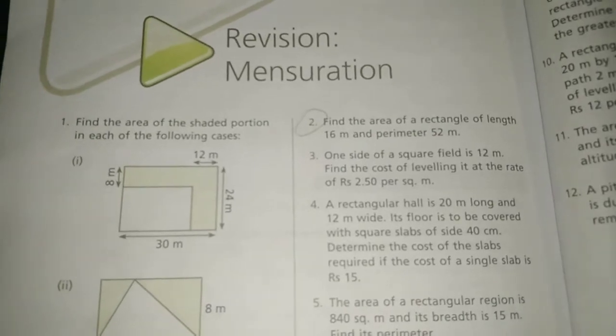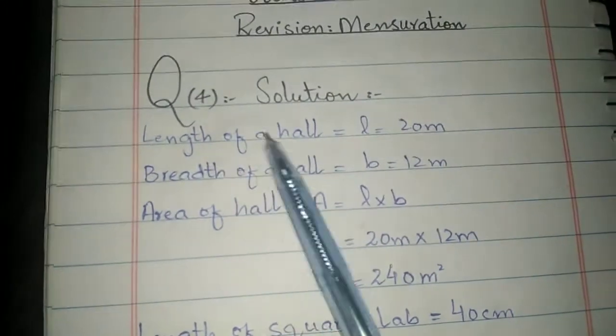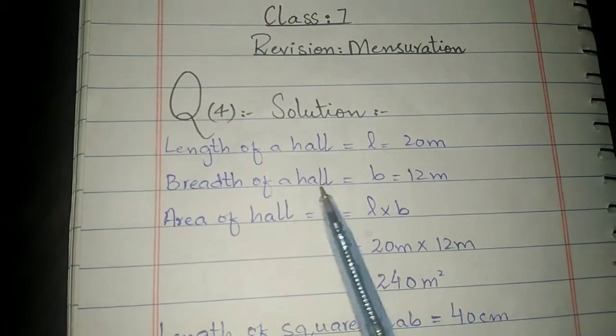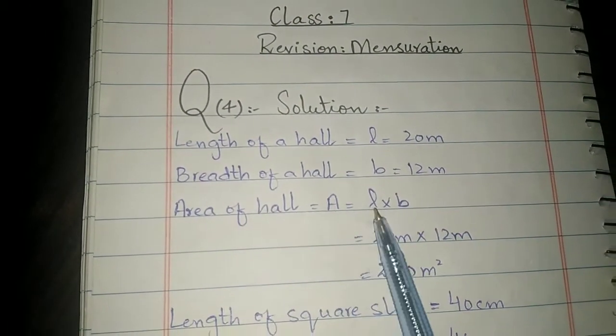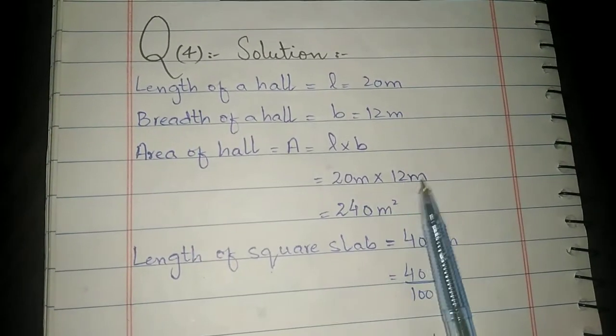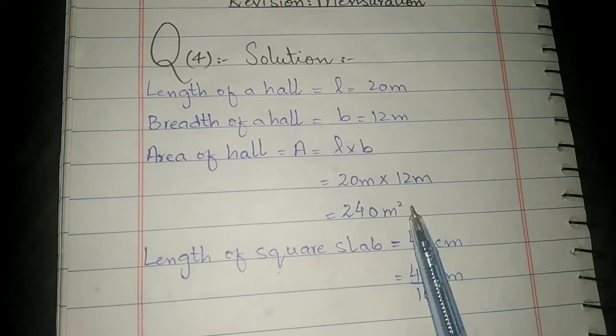So first of all we have to find the area of the rectangular hall. Length of a hall 20 meter, breadth of a hall 12 meter, area of the hall L multiplied by B, length multiplied by breadth, 20 meter multiplied by 12 meter, that is equal to 240 meter square.